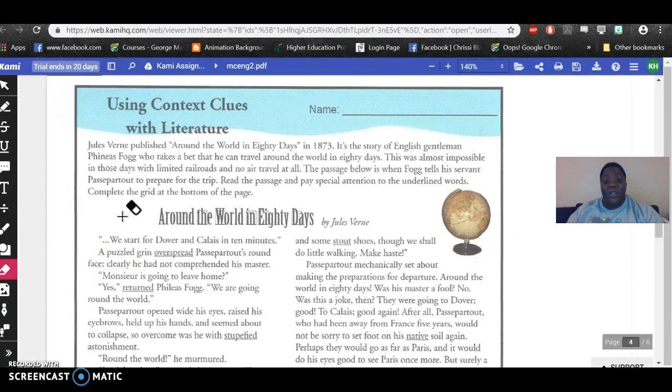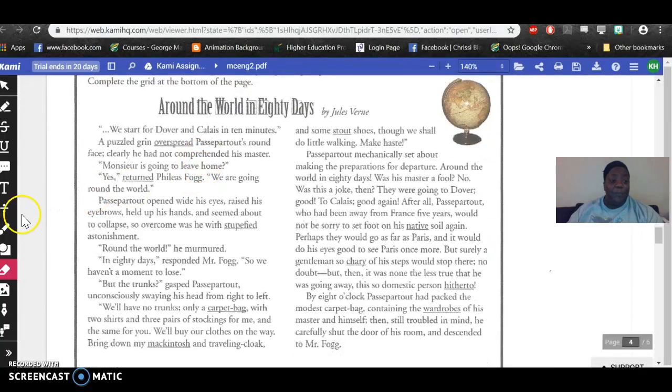The passage below is when Fogg tells his servant Passepartout, I think, I'm reading that correctly, to prepare for the trip. Read the passage and pay special attention to the underlined words. Complete the grid at the bottom of the page. So let me help you get started with that.